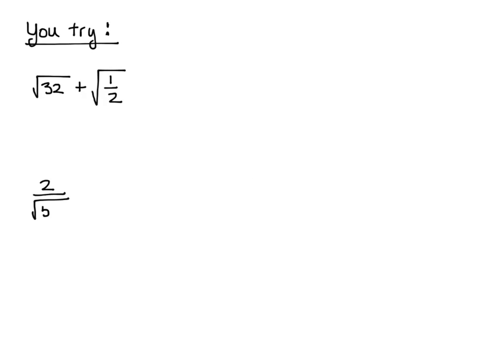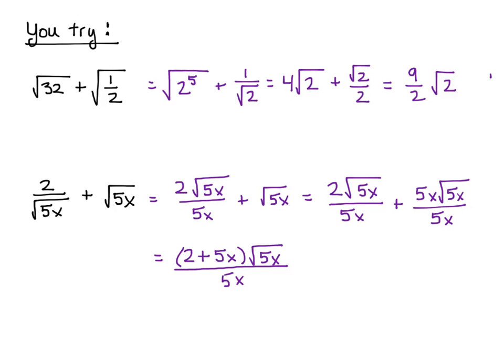All right, so here's a few for you. We have a 2 root 5x in the numerator, and so now that we have the common radical, what we want to do is make a common denominator here, and the common denominator is 5x. So we're going to multiply the second one by 5x over 5x. Okay, and now that we have a common denominator, we can add the 2 plus the 5x, and then we end up with that over 5x. Of course, times the square root of 5x.